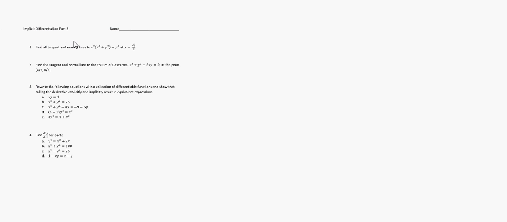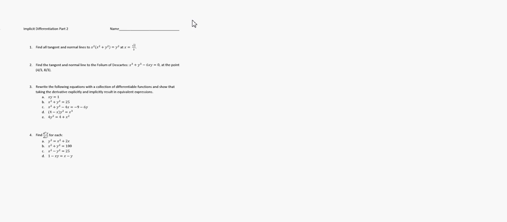Implicit differentiation, part 2. Very similar to the first part. Just going to go through a couple problems, a little bit extra practice if you want it or need it. So the first thing says find all tangent and normal lines to this curve at the x value.